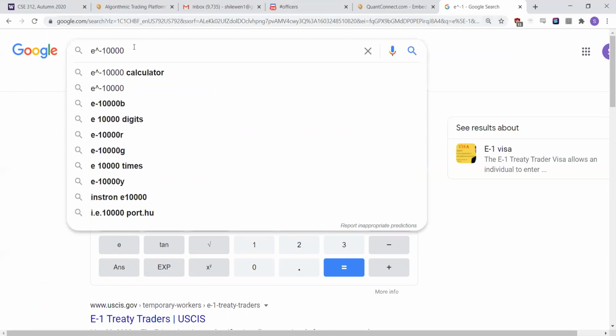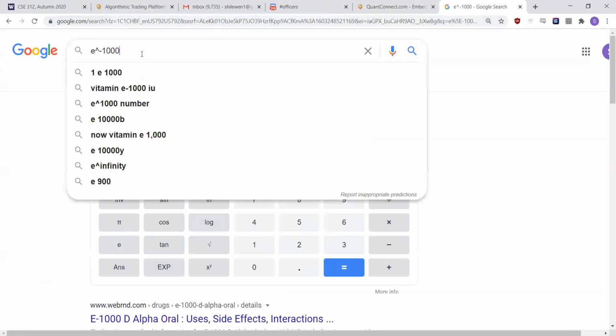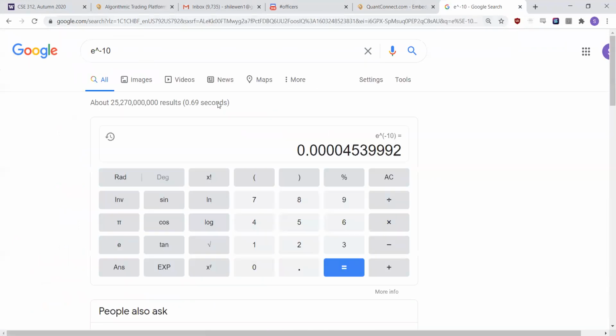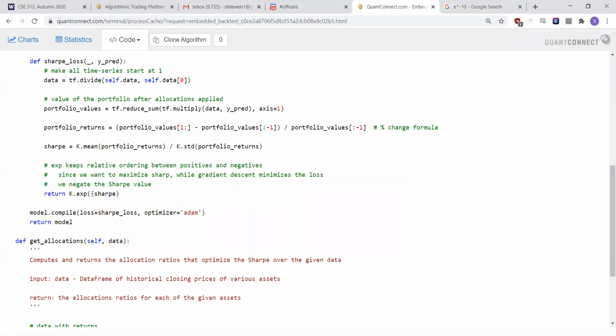But what happens if we get a Sharpe of 10,000? Oh shoot, that's too small. Let's say we get a Sharpe of 10. Well, our loss becomes really small, smaller and smaller. That's why we take the negative of the Sharpe when we take the exponent. And the reason we take the exponent is because of positives and negatives, we want to make everything positive.